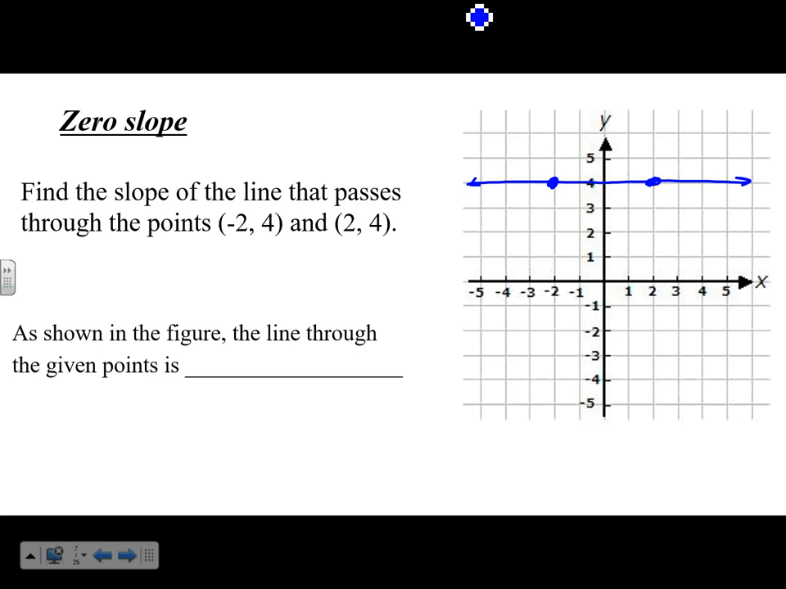Well, if you try to do the rise over run, it's really hard because for the rise, you don't go up any, and then you go over 1, 2, 3, 4. So 0 over 4, if you put that in your calculator, it is just 0. 0 divided by 4 or 0 over 4 is just 0. So the slope of a horizontal line is 0.